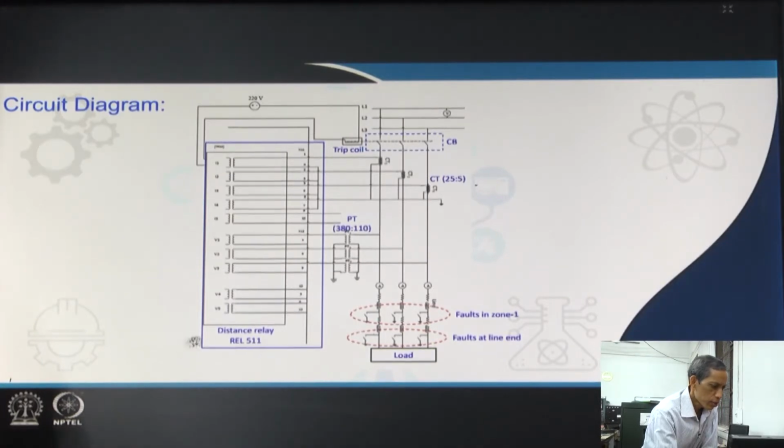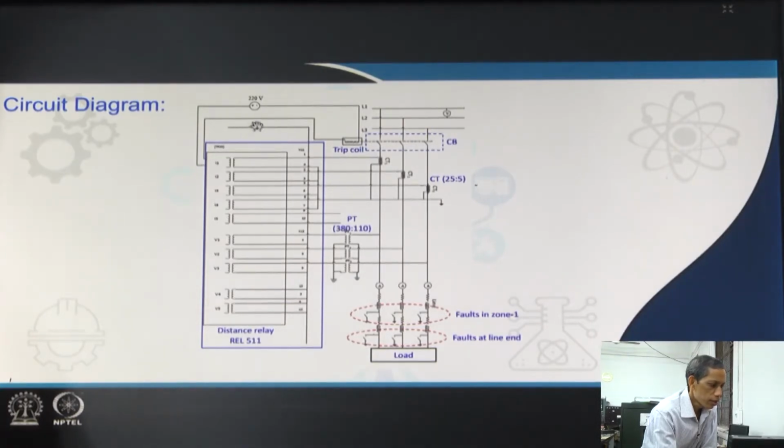So, this is our relay, the distance relay REL 511 box. The currents are fed through a set of 3 CTs of 25:5 ampere rating, and then we have a PT set which feeds the voltage, 380:110. So, this is just like a typical power system arrangement.